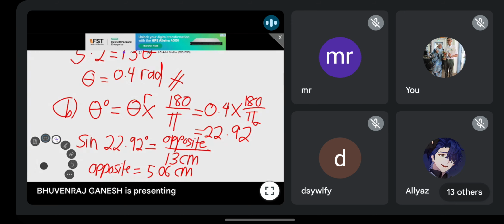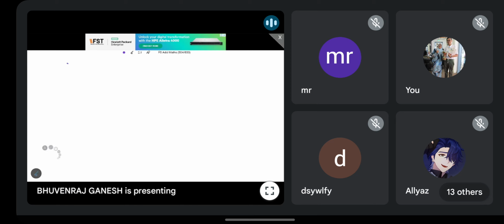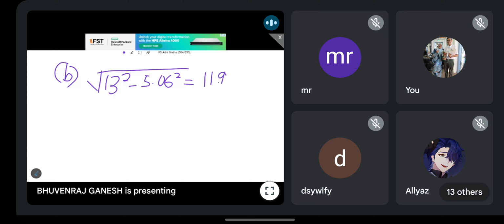Saya sambung next page. Okay, so bahagian B lagi. Tadi kita guna Pythagoras theorem, 13 kuasa 2 tolak 5.06 kuasa 2. Kita akan dapat panjang dia, jawapan akhir ya, 11.97 cm untuk yang ni.